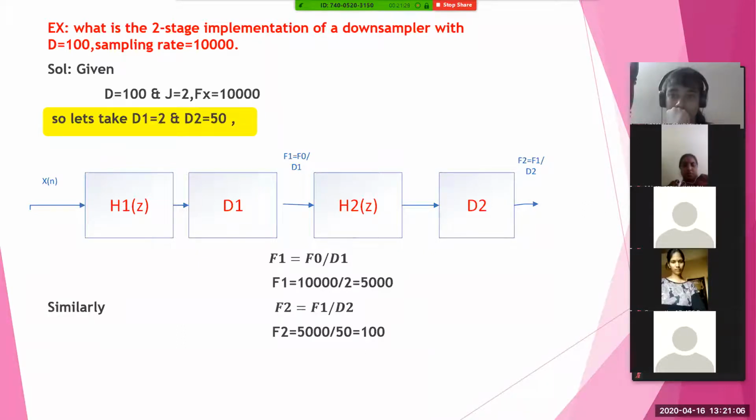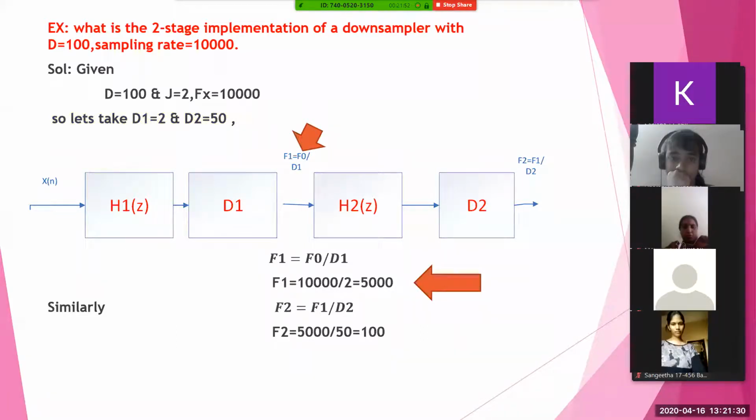Now, since I have 2 stages, out of each stage I will get a new sampling rate, which depends on that particular factor. For the first stage, the incoming sampling rate is 10,000, which is the initial sampling rate. The first decimation factor I have taken as 2. So 10,000 by 2 will come out as 5,000. That is the sampling rate I will get out of the first stage.